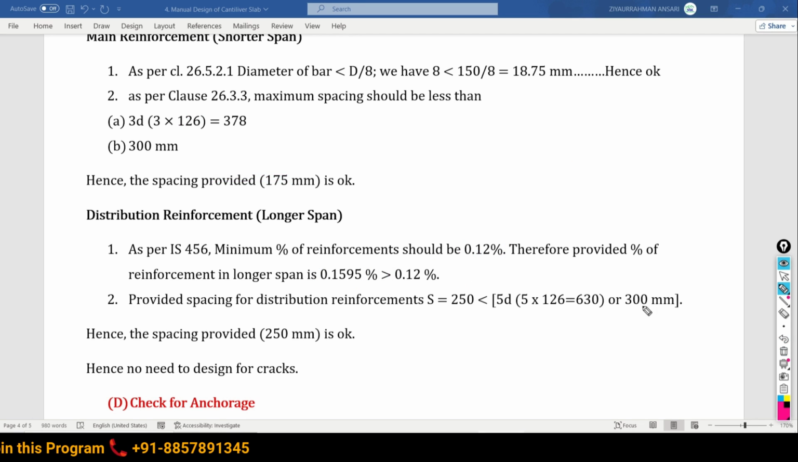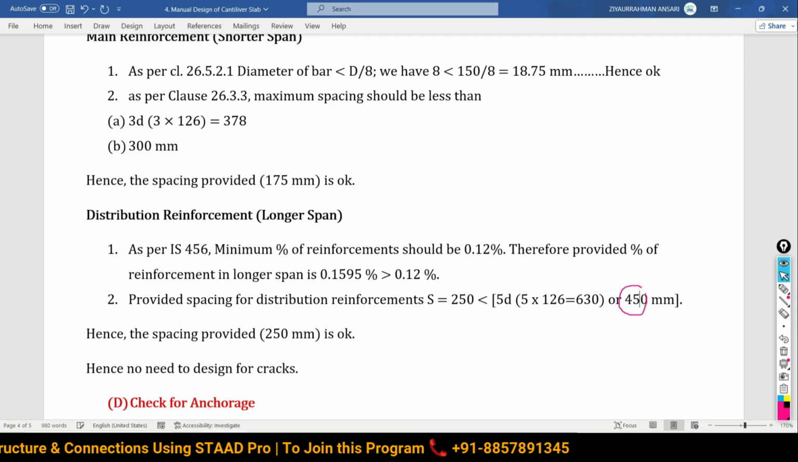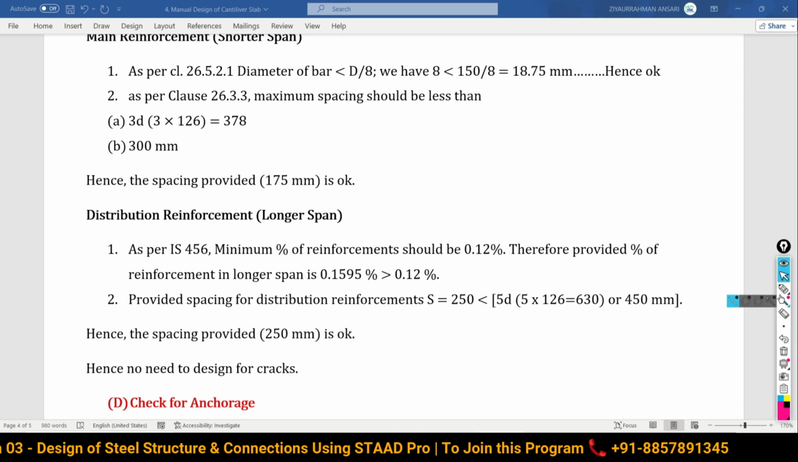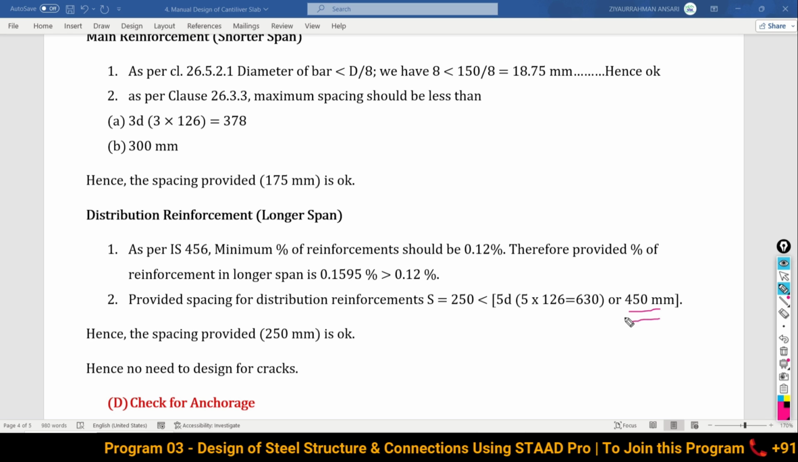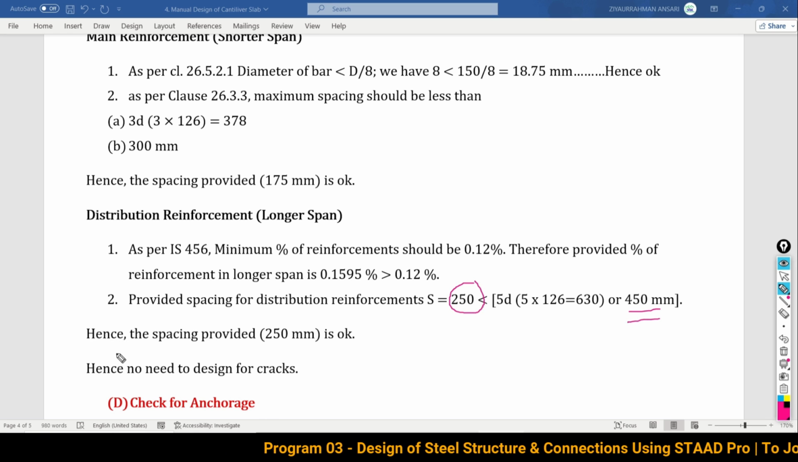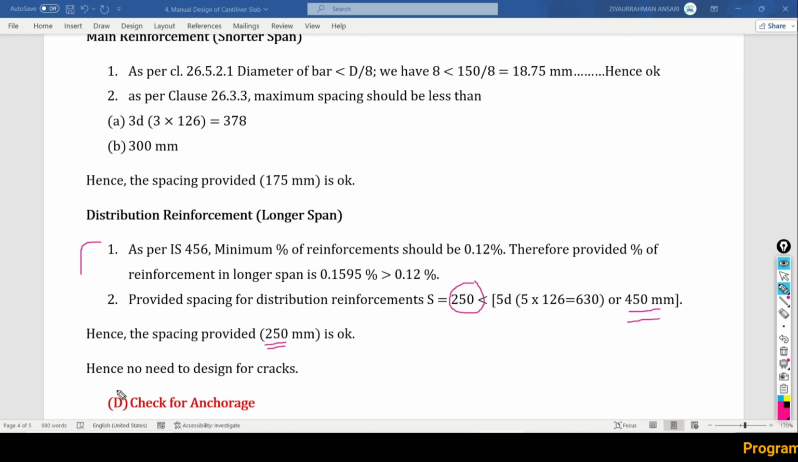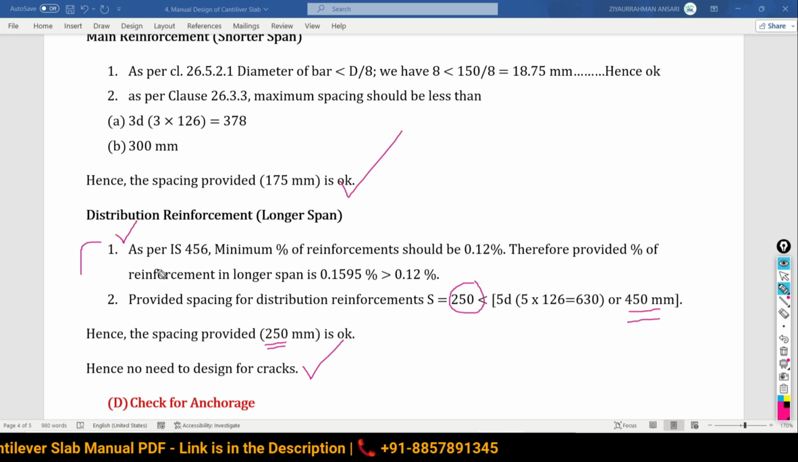That's good. And in no case are you allowed to provide spacing for the distribution reinforcement more than 450, not 300. So 250 is also less than 450. Hence the spacing provided is 250, which is safe with respect to all these recommendations. That's why there is no need to design for the cracks along the longer direction, as well as along the shorter direction. So this is actually the criteria.